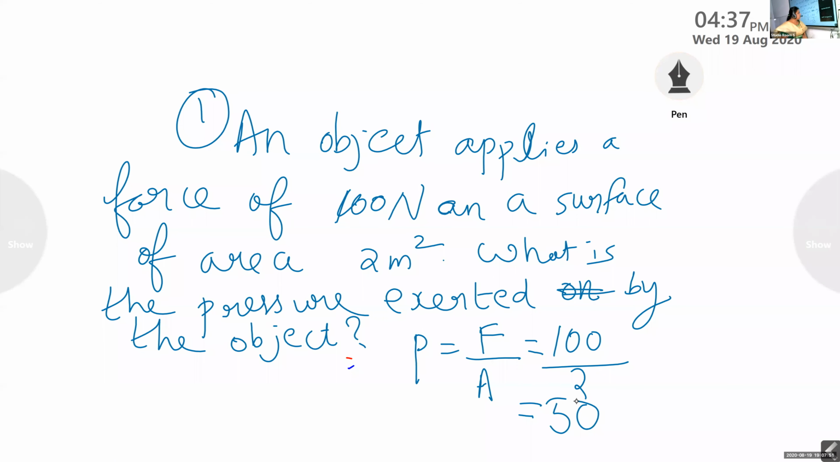What is the SI unit of pressure? Newton per meter square. Not meter square, Newton per meter square, or we can write it as Pascal. So 50 Pascal or 50 Newton per meter square. Okay, write it down, all that. Then we go to the next problem.